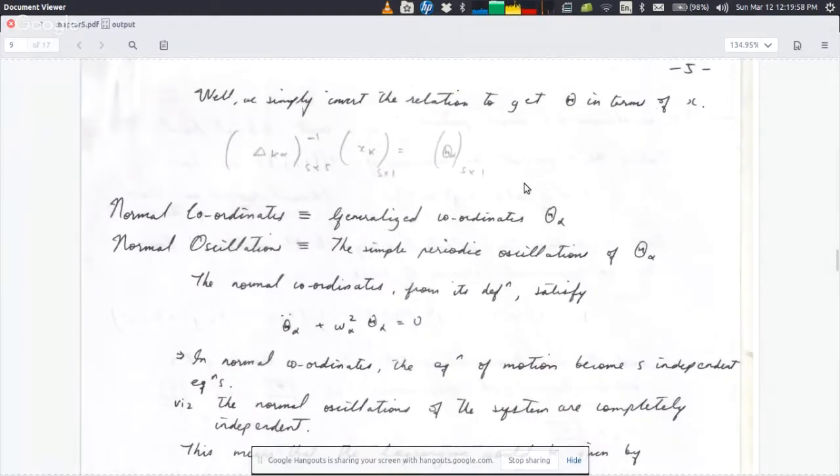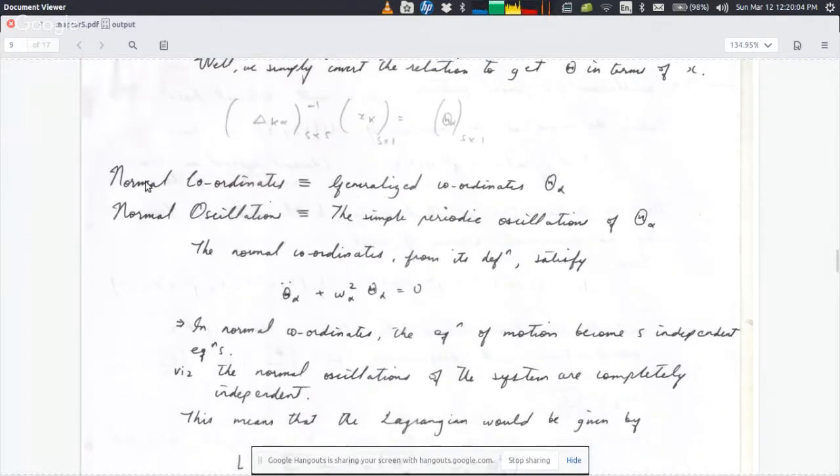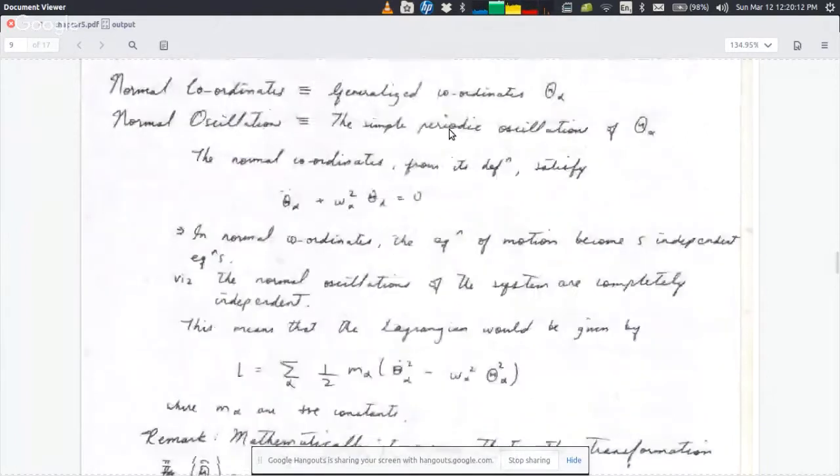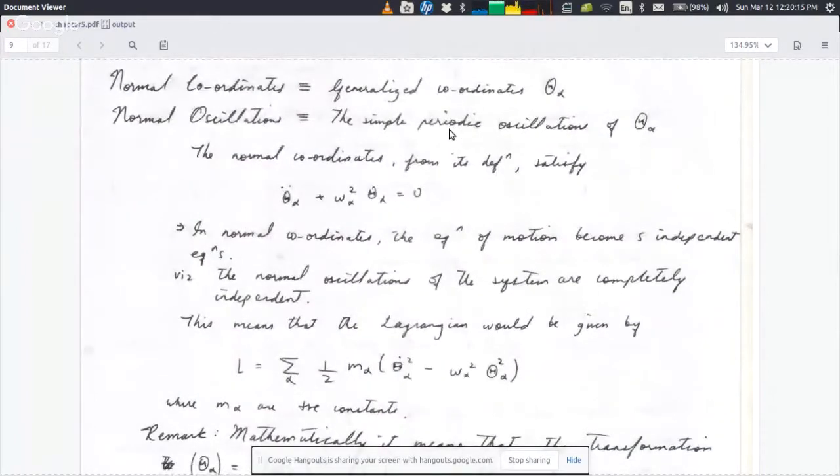Okay, so these are generalized coordinates theta alpha, which are obtained by writing xk multiplied by the inverse of the minor. And there's something called normal oscillations, which are the periodic oscillations of theta alpha. So theta alpha, remember, we've already defined, so we already know what theta alpha is, and we know that it satisfies this differential equation because it's just the solution of the harmonic oscillator equation that we had to start with. So now the nice part is that in these normal coordinates, since this is the equation, and this is true for all alpha, it means that you have S independent equations. So all of these degrees of freedom are oscillating independently with a certain frequency.